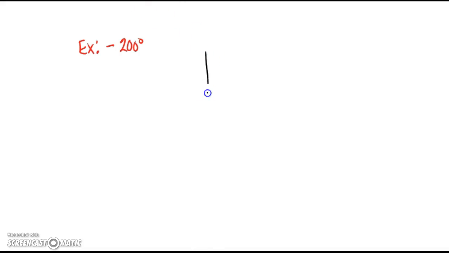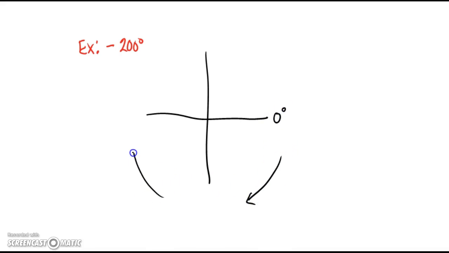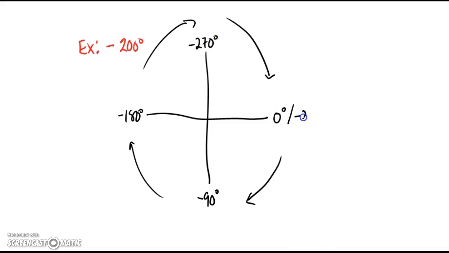Now when we sketch negative angles, again we're going to start at 0 degrees, but negative angles are sketched in the clockwise direction. And so negative 90 is down here at the bottom, then we have negative 180, up at the top is negative 270, and of course a full rotation is negative 360. Again, our initial ray is always on the positive x-axis, but our terminal ray is going to be determined by the size of the angle.